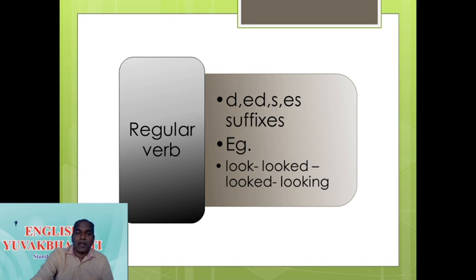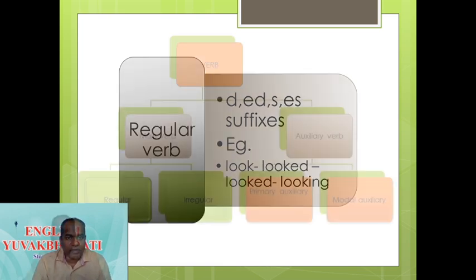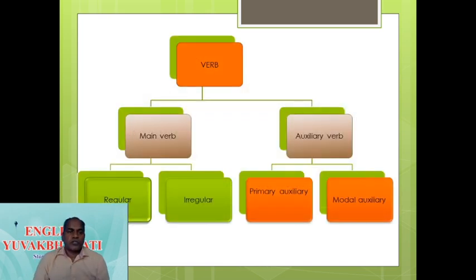Now below that there are two types of main verb: regular verbs and irregular verbs. So how can we identify regular verbs and irregular verbs? Now this was all about the main verb. Now let us see the information about regular and irregular verbs. So here clues are given.